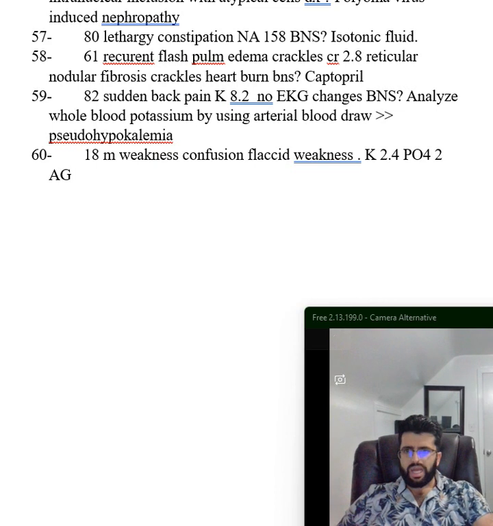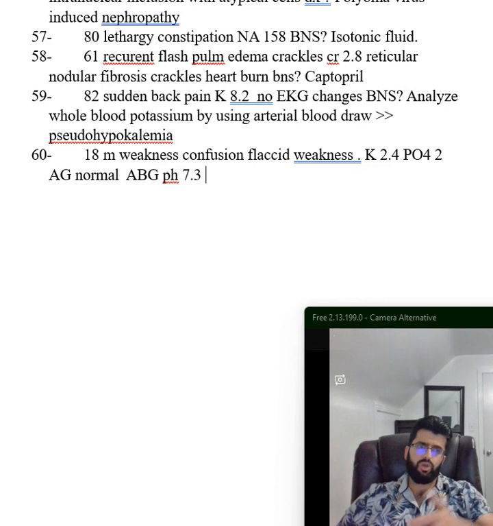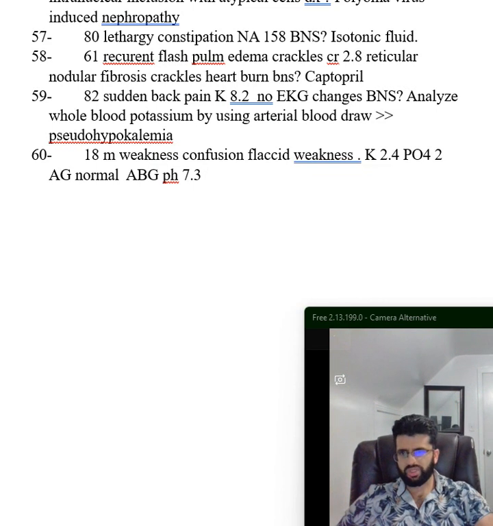So check the anion gap. The anion gap is normal. So what is going on in here? Okay. You do an ABG. pH is like 7.3. There's acidosis. So there is normal anion gap metabolic acidosis, hypokalemia, hypophosphatemia. This is weakness. What is going on in here? This one is what we call solvent inhalation.